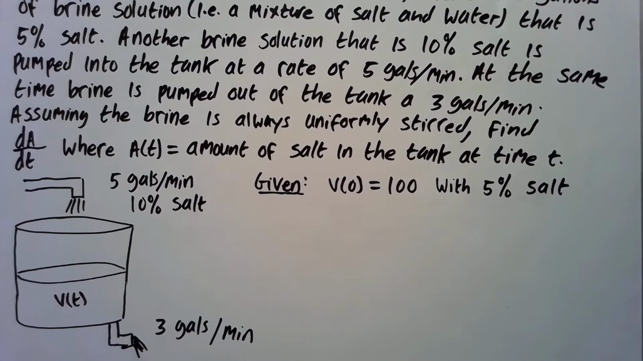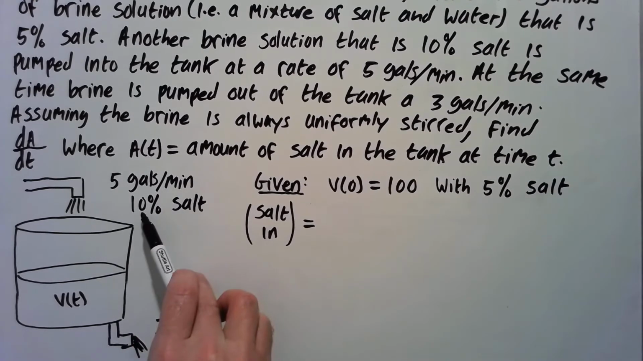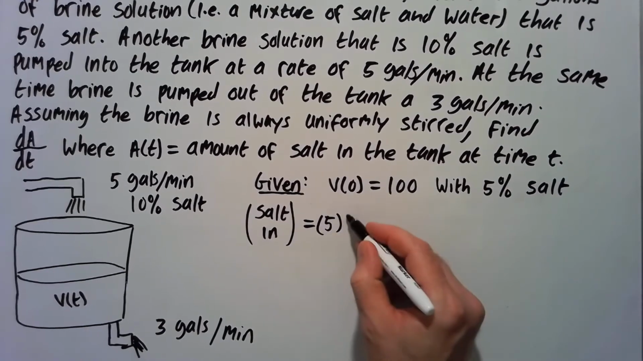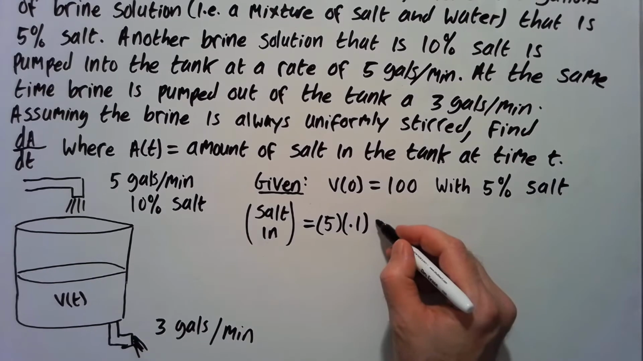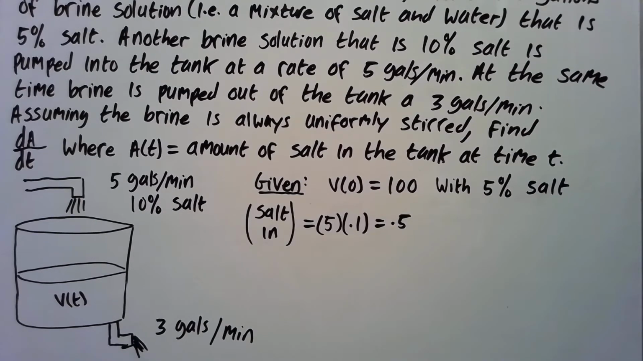Okay, so now let's look at salt in and salt out. Let's look at salt in first. Well, there's 5 gallons per minute coming in and 10% salt. So the amount of salt coming in per minute would be 5 times 0.1, so it'd be 0.5. Let's find now salt out next. That's going to be a bit harder to find.